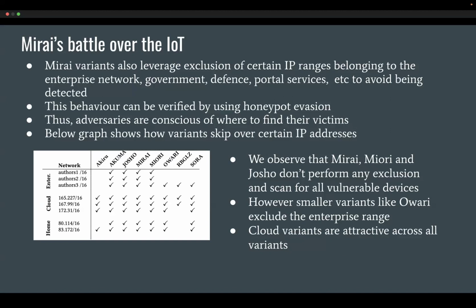And this behavior, the researchers could verify by using a technique called honeypot evasion. And this is the graph which shows how variants skip over certain IP addresses. So we observe that Mirai, Miori, and Josho don't perform any exclusion and they scan for all vulnerable devices, making it easy to get detected. However, other variants like Ovari exclude the enterprise range entirely. Cloud variants are attractive across all variants.